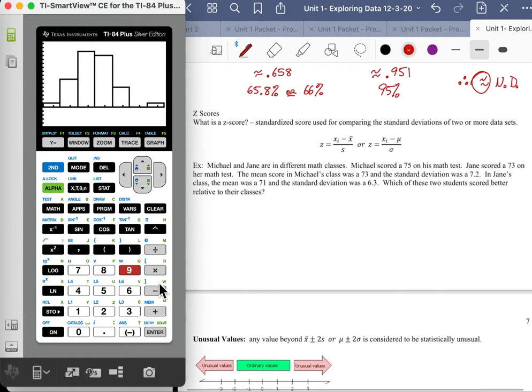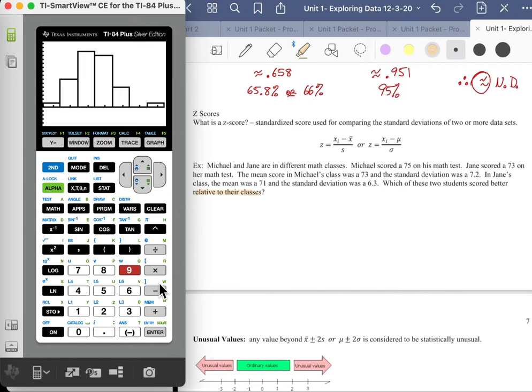Very straightforward example. Michael and Jane are in different math classes. Michael scored a 75 on his test. Jane got a 73 on hers. The mean score in Michael's class was 73 and the standard deviation was 7.2. In Jane's class, the mean was 71 and the standard deviation is 6.3. Which of these two students scored better relative to their classes? So key phrase there, relative to their classes, because we already know who did better. I mean, nobody's going to be throwing a ticker tape parade over the score that they got, but we do know that Michael did better than Jane. We want to know who did better relative to the rest of the students in the class.